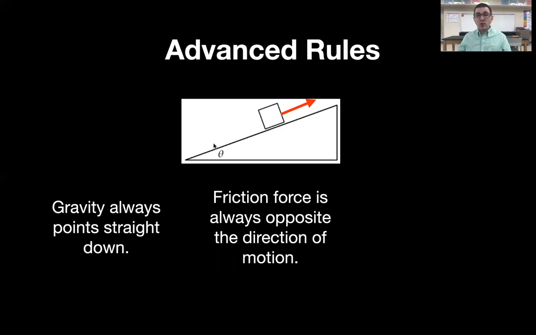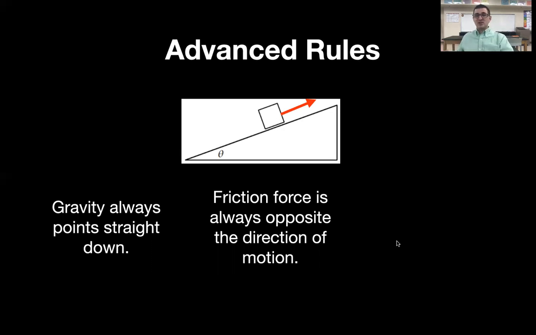But you might say, what if the box is stationary? I always like to imagine it's either the motion or the desired motion. By that, I mean, if friction were to disappear, which direction would the box go? If friction were to disappear, the box would go down and to the left. So the friction is acting up and to the right.